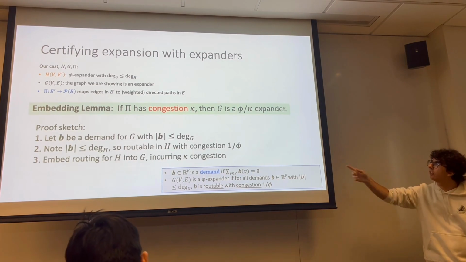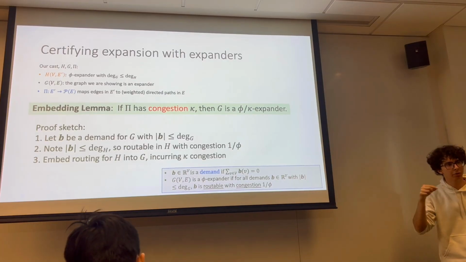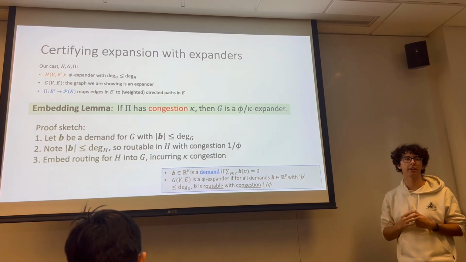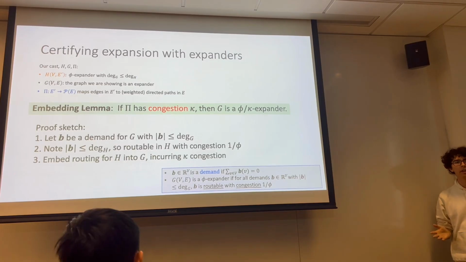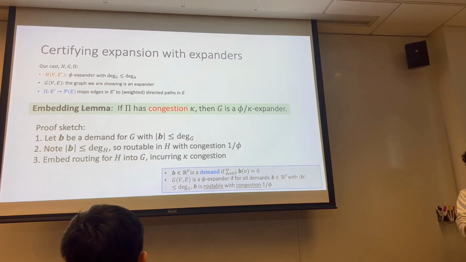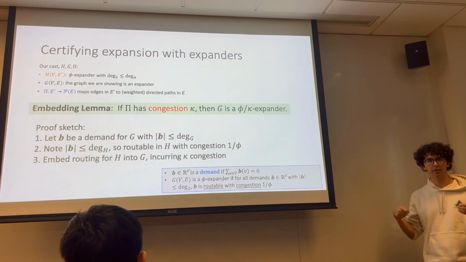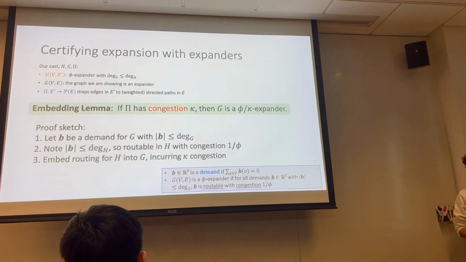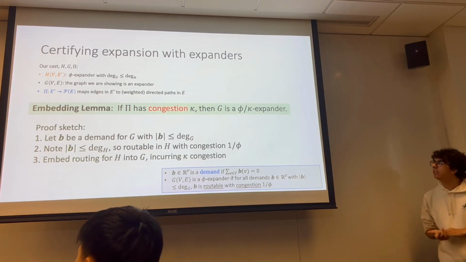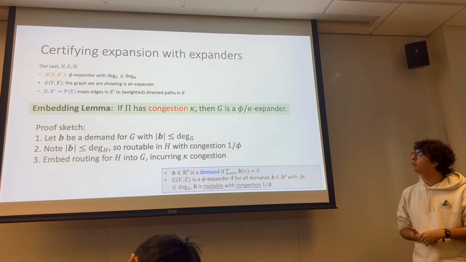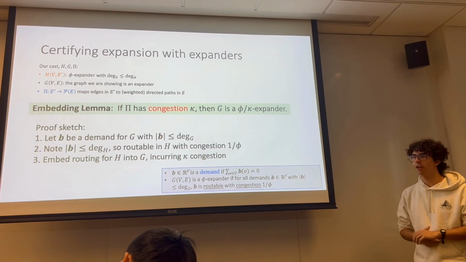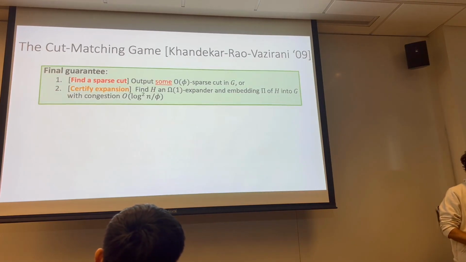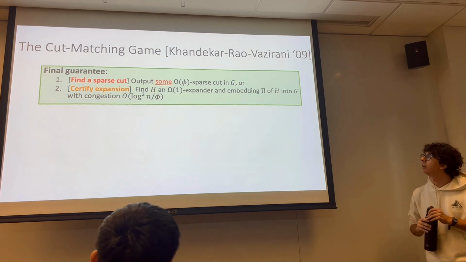And this will incur an extra kappa congestion because pi overuses edges by a factor of kappa. But you still get to certify that G is a phi over kappa expander. This is pretty nice. If you take a known expander, you can embed it into a graph you want to study, and then you can certify that that new graph is an expander as well. This is a simple idea, but it turns out it's really useful in making expander decompositions efficient. Okay. So in particular, this is what we're going to talk about next.